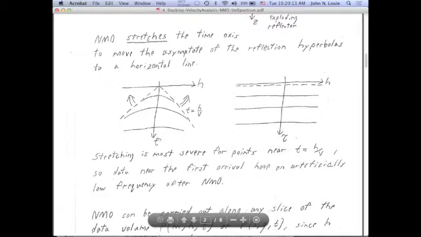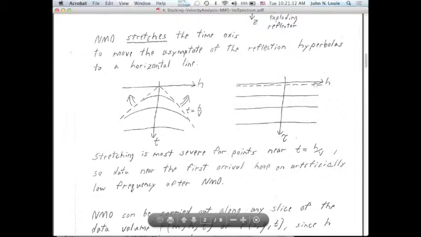So imagine that we printed out that common midpoint gather on a sheet of rubber, and then we stretch these lines up to be flat, like this. So you see what happens here, near t equals h over v. The data near the first arrival, like this reflection here, right where it meets the asymptote, that's the middle reflector, and somehow we're supposed to take that one time sample that's in there and stretch it out. That one time sample is supposed to represent this reflector, which is a non-zero time below the stretched out h over v.